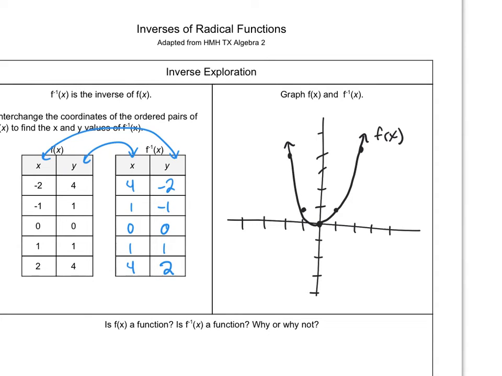So what about its inverse? Let me plot those in blue. We still have 0, 0. And in fact, this inverse looks a lot like f of x laid on its side, doesn't it? Just kind of like that. So this is the inverse of my function.